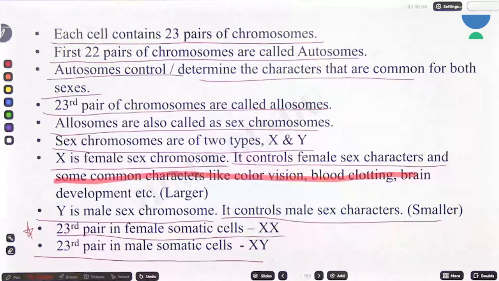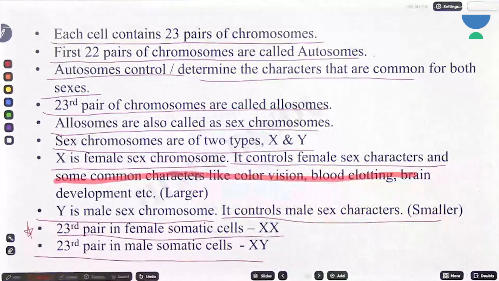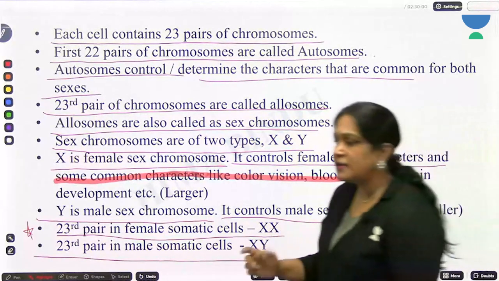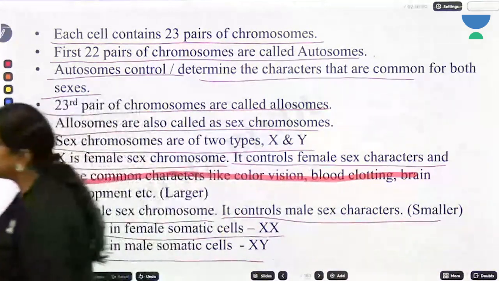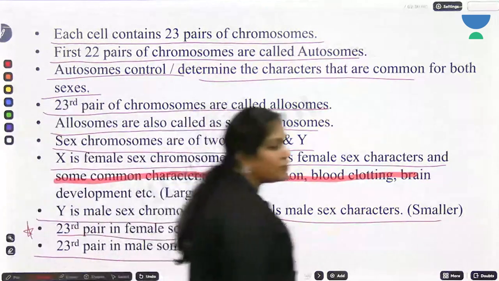So males also need the X chromosome. Females are XX, males are XY. Females do not require the Y chromosome, because the Y chromosome's only function is to control male sex characteristics. So females don't need it, whereas the X chromosome controls female sex characteristics plus some common characteristics also. So males also require it. A human being cannot survive without the X chromosome, but humans can survive without the Y chromosome.